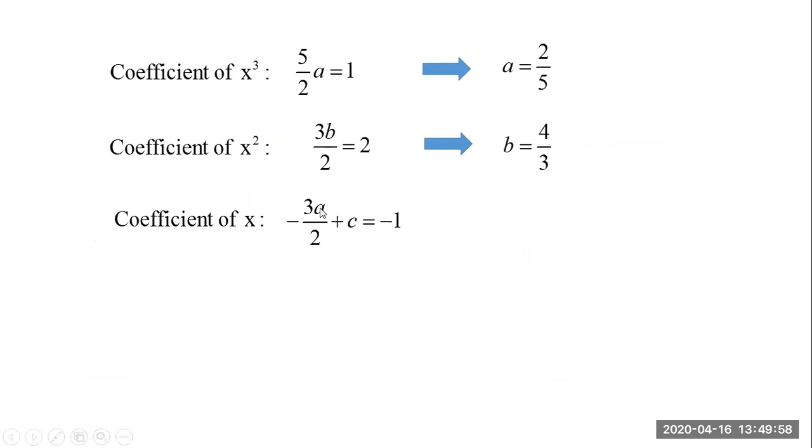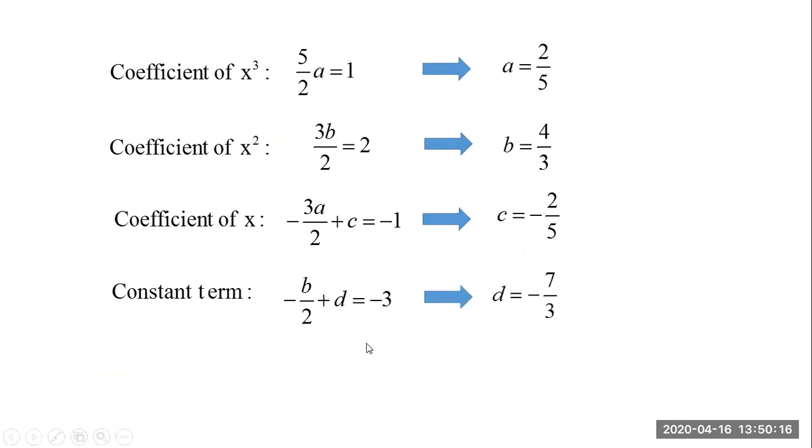From this, substitute the value of a and simplify for c. So we get c as minus 2 by 5. Equate the constant terms on both sides. Right side, minus b by 2 plus d is the constant term. Left side is minus 3. b is 4 by 3. Substitute here, you get the value of d as minus 7 by 3.